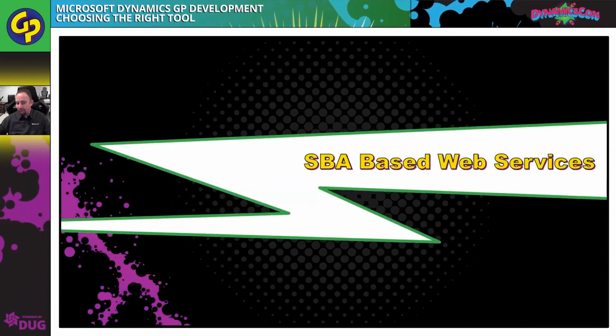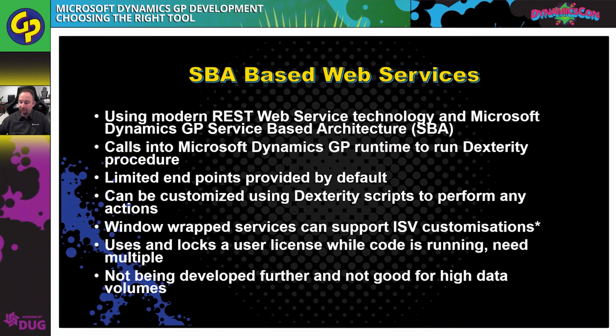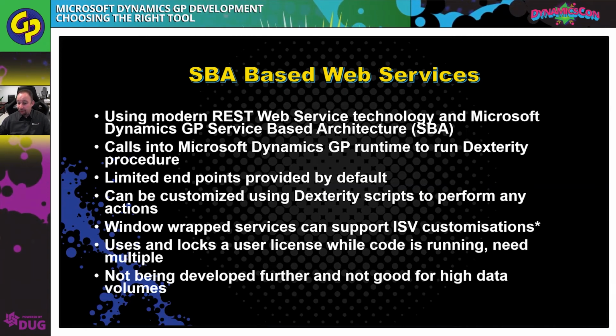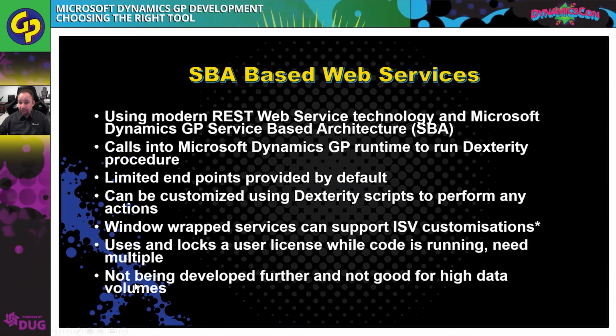So then we've also got the new service-based architecture web services, which I mentioned earlier. They are REST-based, but they do require a bit of setup to get service-based architecture running. They do require a GP license when they run. There are limited endpoints that have been provided, but they can be customized with Dexterity to perform any action that you want. And if you're using Window Wrap, they will support ISV custom code, including what might be on a more modified or alternate window. But it's not being developed, and it doesn't function well if you're trying to import high loads of data. So it has its place, but it's not a good tool for integrating data.